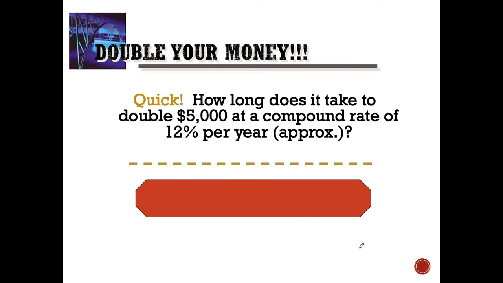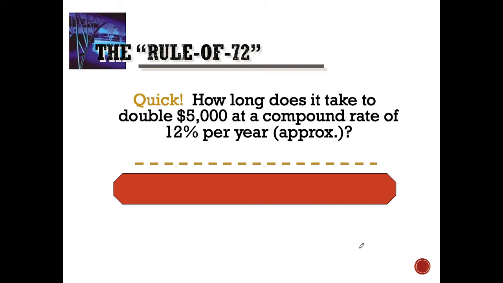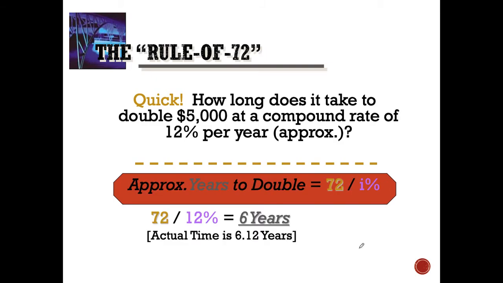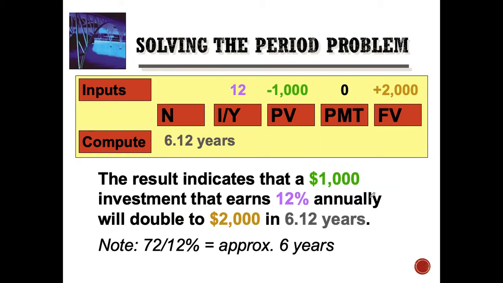Okay, double your money, quick. How long does it take to double $5,000 at a compound rate of 12% per year, approximately? We will use the rule of 72. This is the way to use it: 72 divided by 12% is approximately 6 years. If you use a calculator, the actual time is 6.12 years.